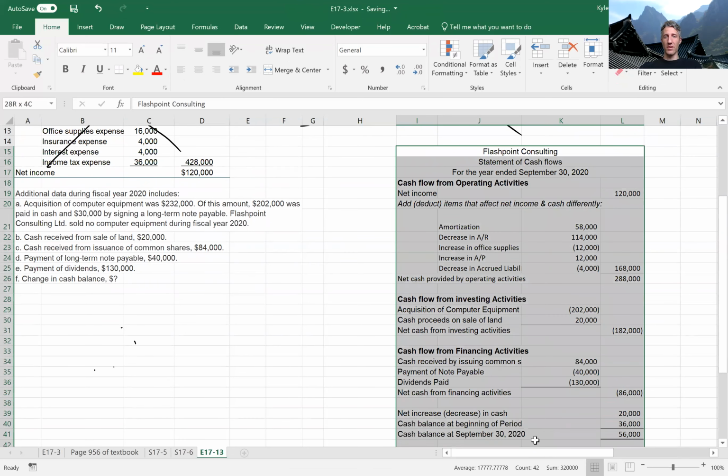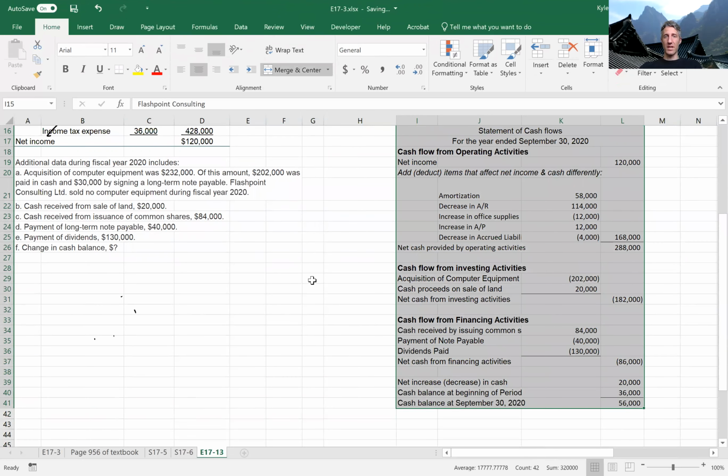So it's over here divided into three separate sections. It had positive cash flow from operations, which is a very good indication. It invested in itself by buying equipment, which is another good indication. And it still had cash left over to pay dividends. So it looks like it's a fairly strong organization.